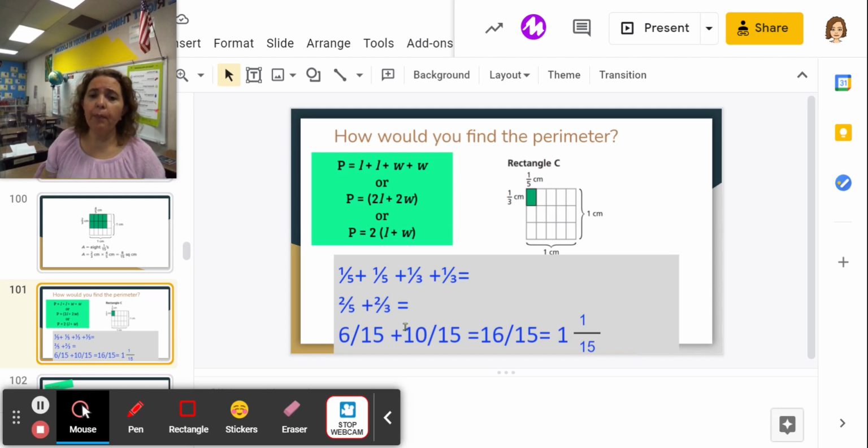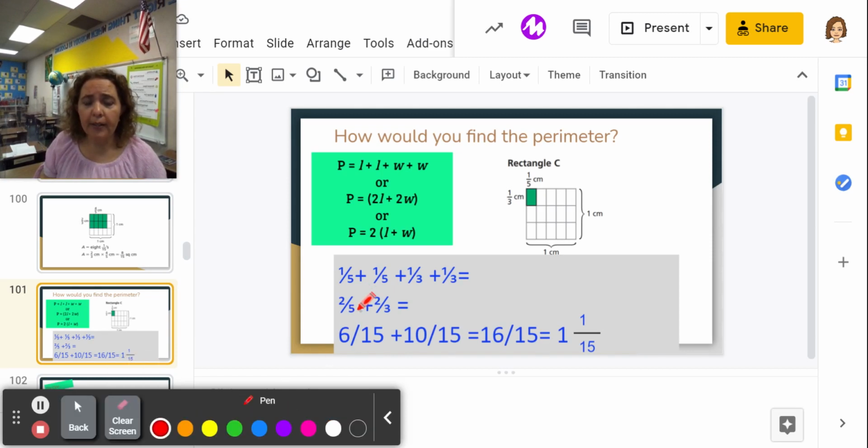I've got to add them up by finding a common denominator. A common denominator would be 15, right? Because 5 times 3 is 15. So to get 15 on this one, I would have to multiply the top and bottom by 3. So if I multiply that by 3, I'm going to get 6/15. Multiply that by 3, I'm going to get 15. And then on this one, I would need to multiply the top and bottom by 5, right? 3 times 5 is 15. 2 times 5 is 10. Then add it up. 6 plus 10 is 16.